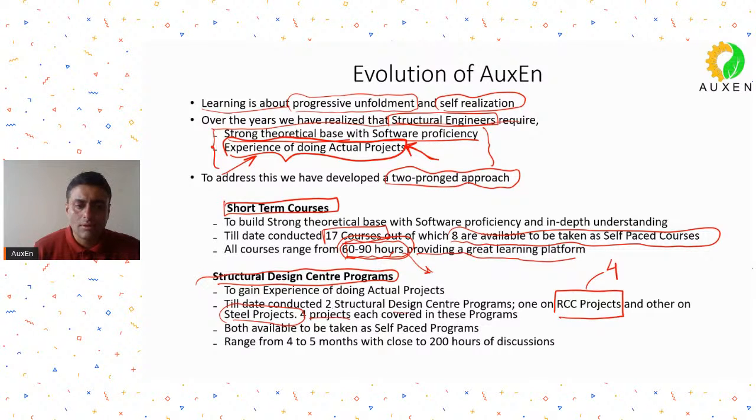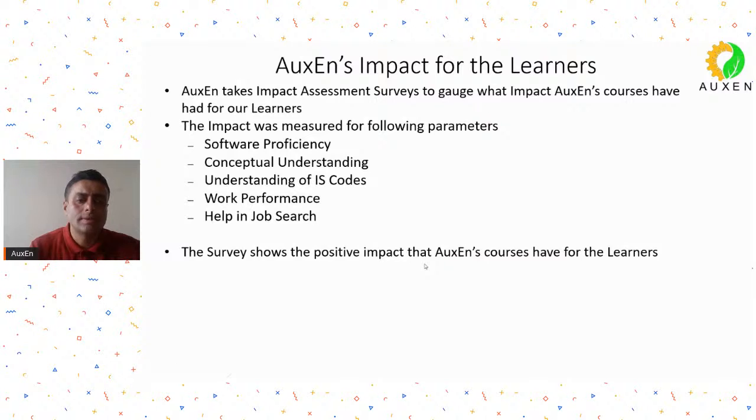This is the structural design program on steel. We are about to finish it after almost 200 or 250 hours of discussions, so it is quite intense. We do actual projects, actual big scale projects, not small 4 column 4 beam type of projects. Actual big projects we do. So this has been our evolution over the past 4 5 years.